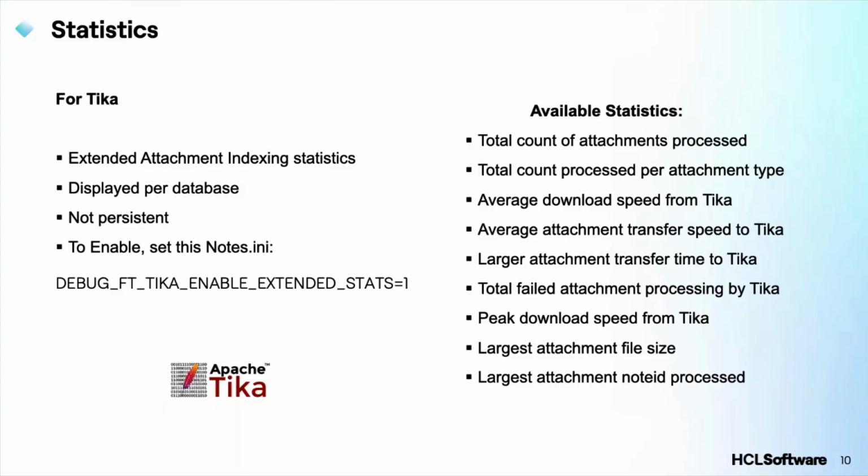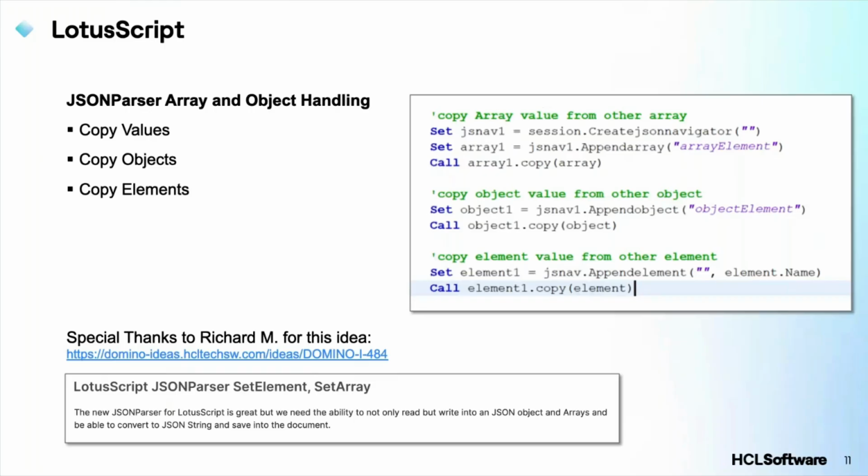Let's move on, for the sake of time, to what's new in development. A request was made by Richard M., who said that in the LotusScript classes that we have added for parsing JSON arrays and objects, he wanted to have the ability to copy these from one JSON object to another, or from one array to another. And we have now added the ability to copy values, objects, elements, and so on.